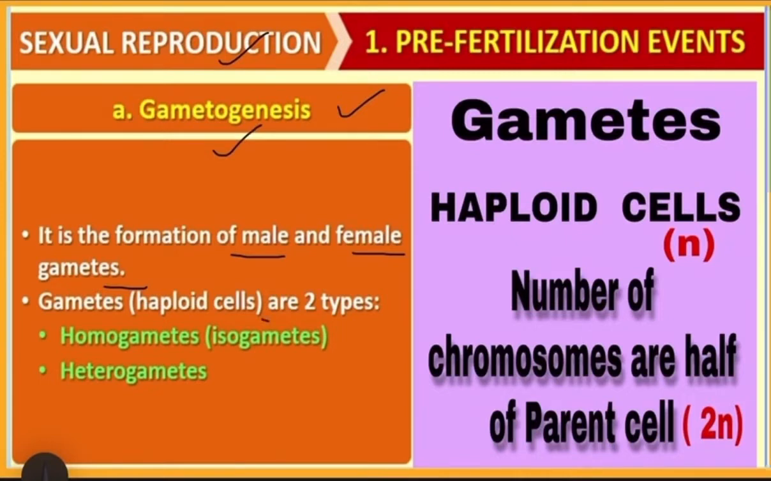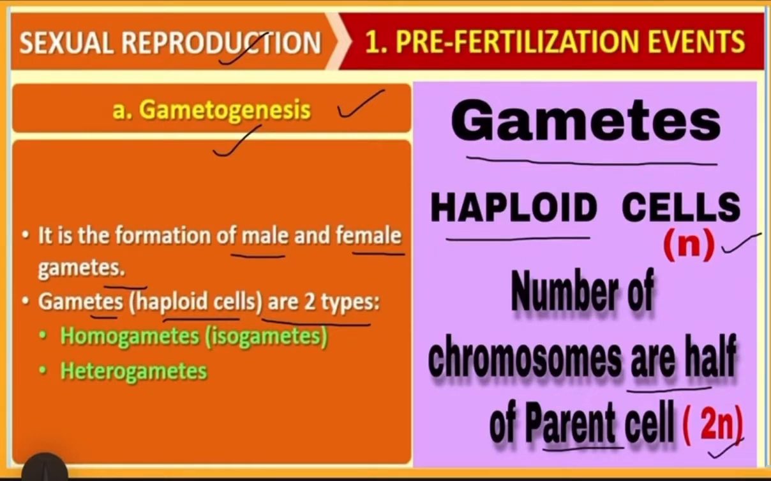Gametes are of 2 types. Actually, gametes are haploid cells. You can see here, gametes are haploid cells, means they have got the n number of chromosomes. It is half of their parent cell. If the parent cell is having 2n number of chromosomes, then the gametes will have n number of chromosomes.